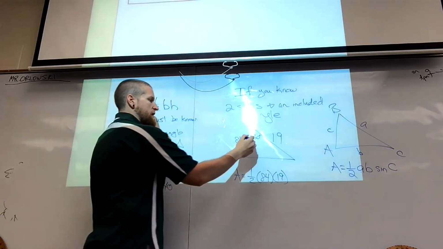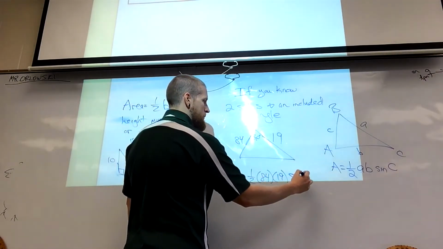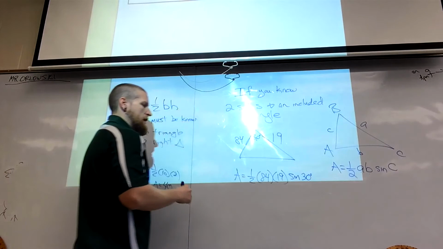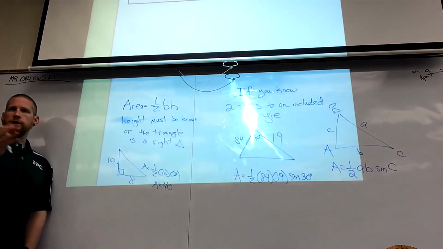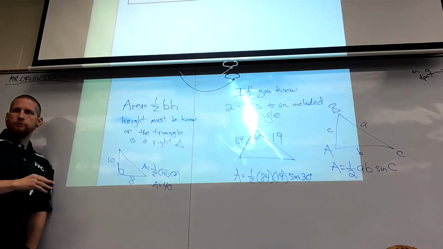So in this case, I've got the 2 sides, and this is the angle that's between them. So I'm going to do that. You multiply all those together: find sine of 30, multiply it by 84, multiply by 19, divide all that stuff by 2.